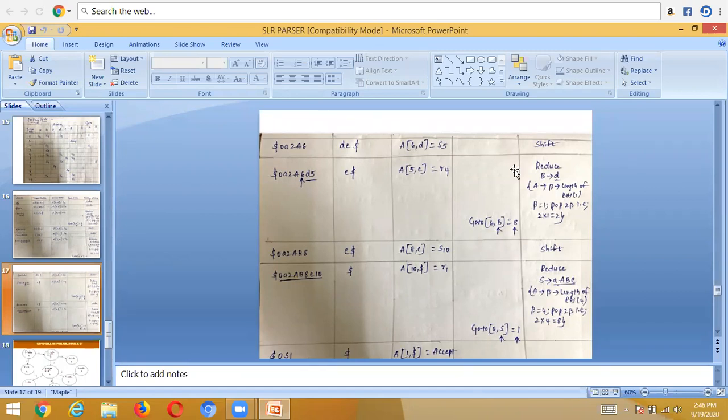In the next class, I will explain another technique under the LR parsings. This is the first technique, SLR. Under the LR parsing techniques, this is the first type of technique, that is SLR, the simple LR technique. In the next class, I will explain the second type of parsing technique, that is the CLR technique, canonical LR parsing technique.